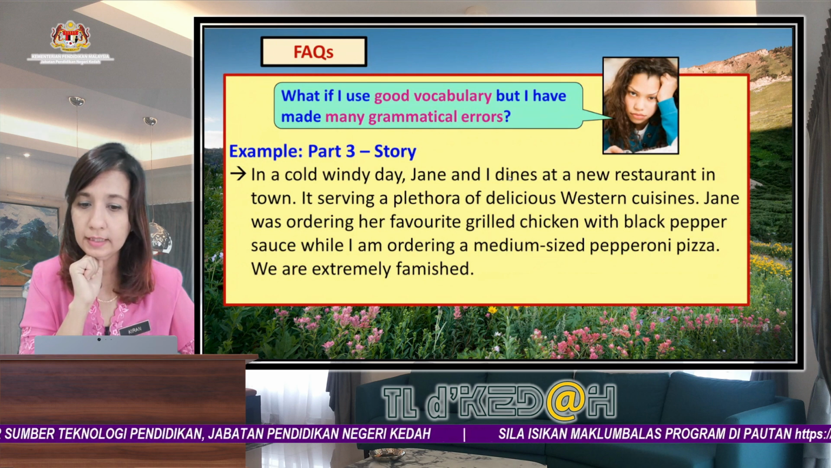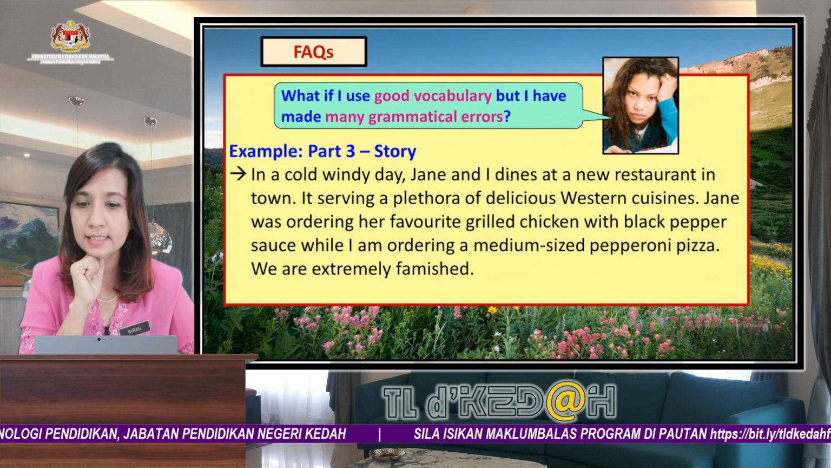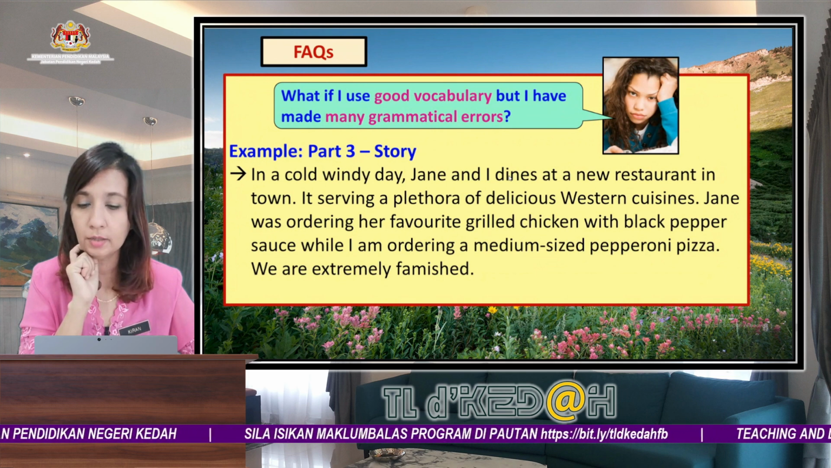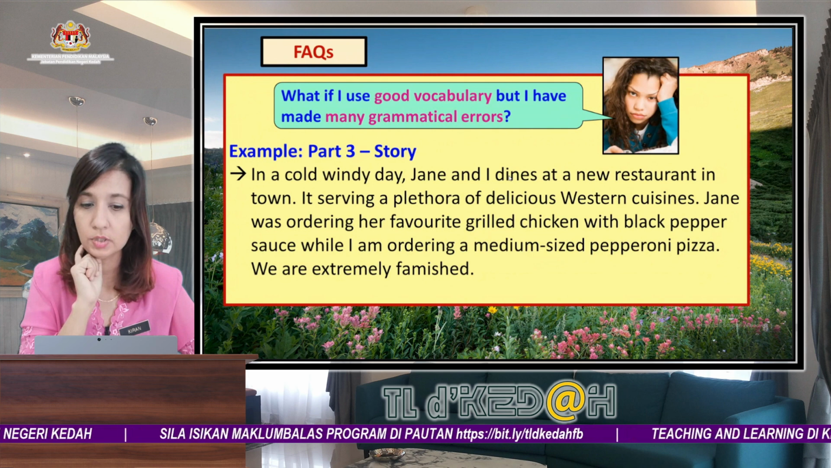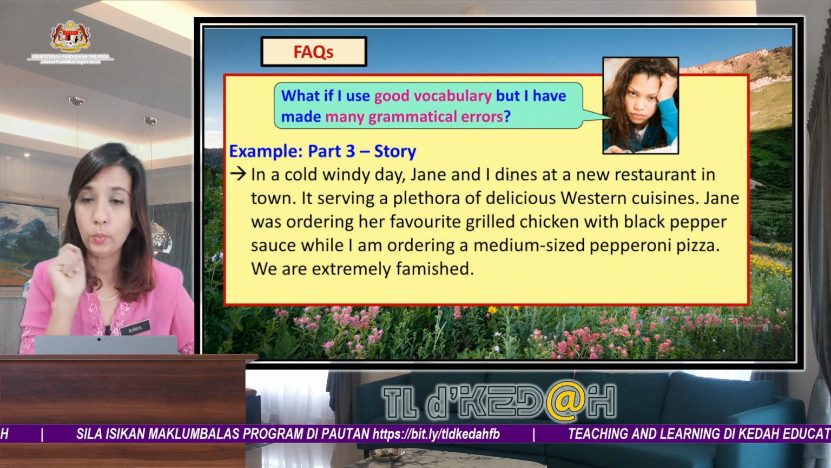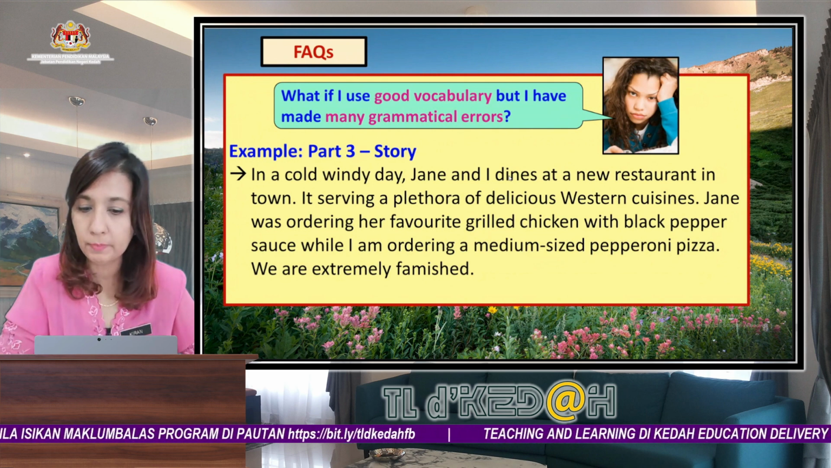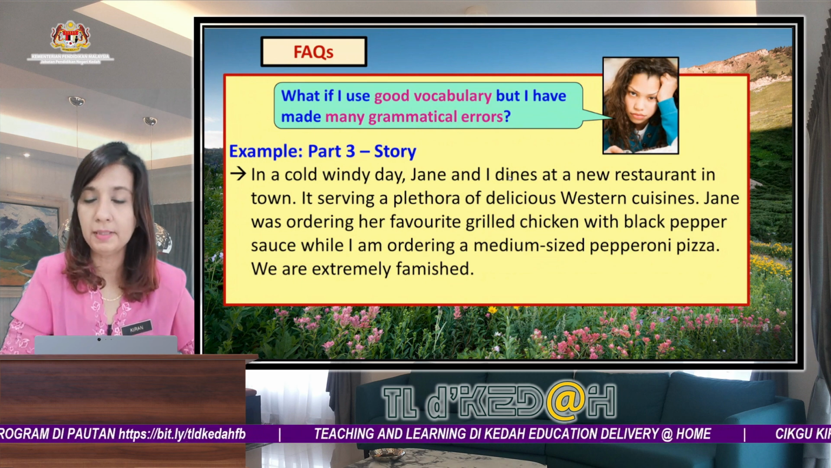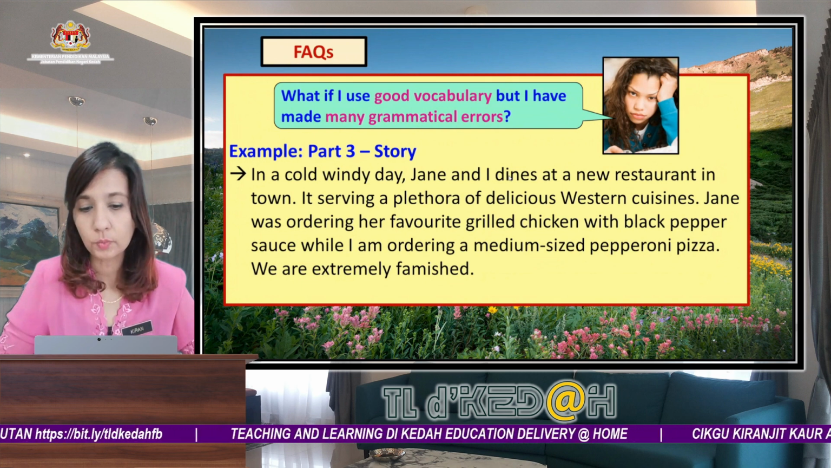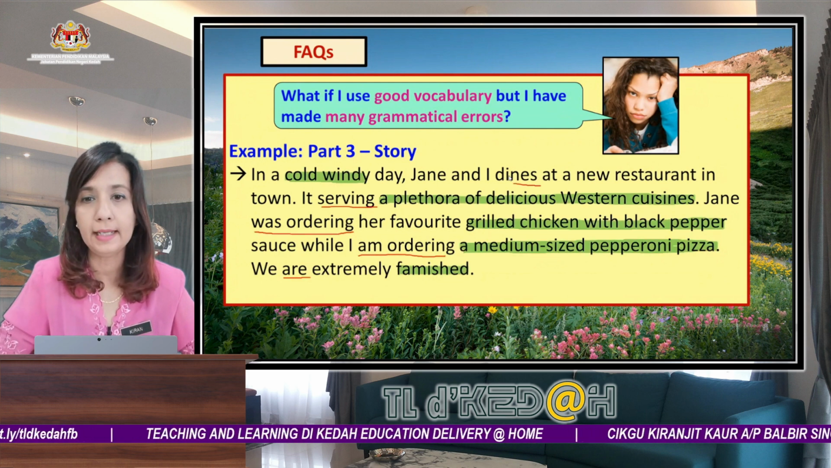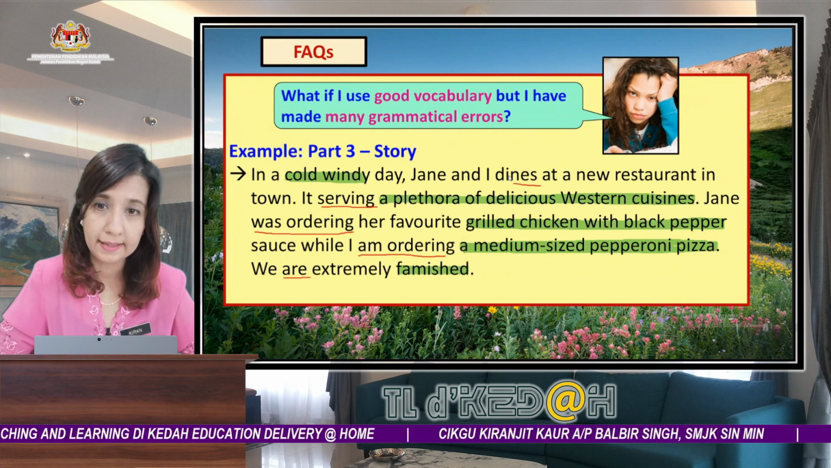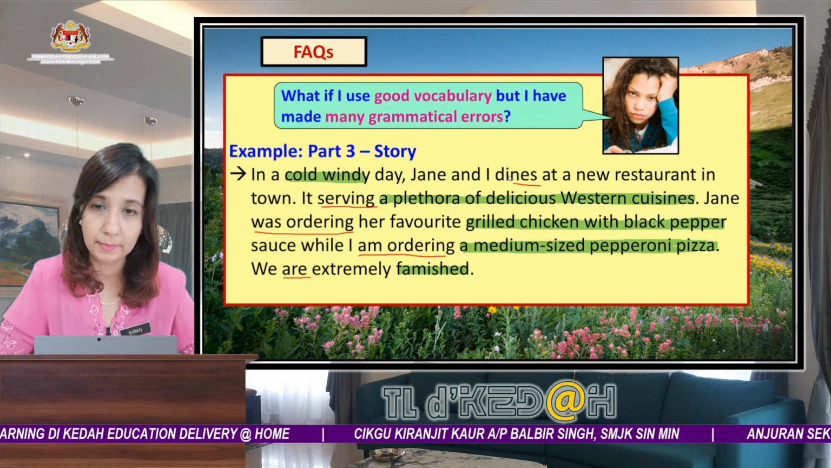Example: In a cold windy day, Jane and I dined at a new restaurant in town. It's serving a plethora of delicious Western cuisines. Jane was ordering her favorite grilled chicken with black pepper sauce, while I am ordering a medium-sized pepperoni pizza. We are extremely famished. So good use of vocabulary, but still many errors in tenses. So how would you get marks? What would you get for your marks for language?